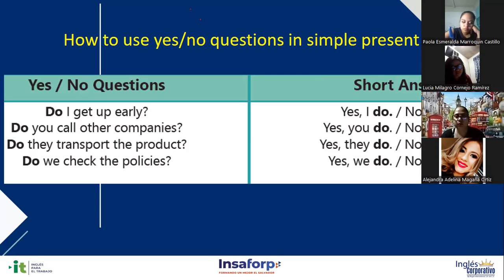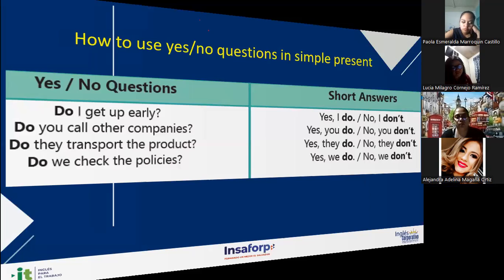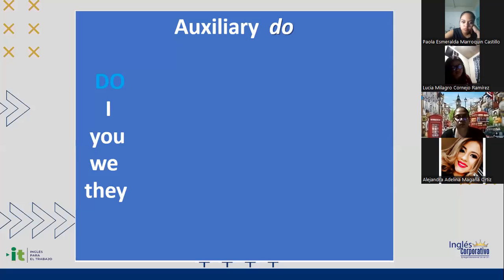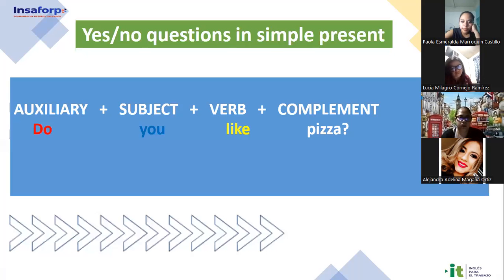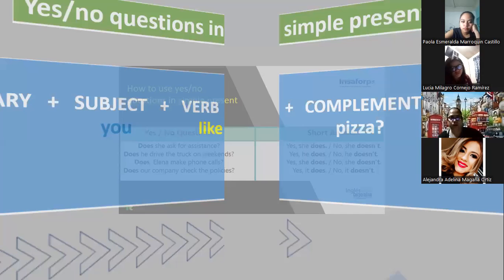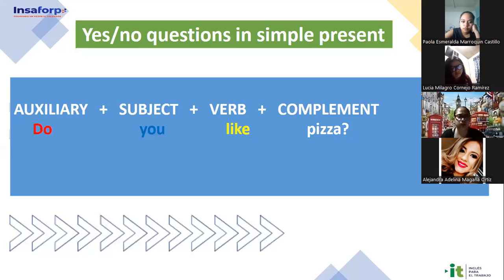Ok, let's continue, right? We use the auxiliary do with I, you, we, and they, right? And look at this question. Do you like pizza? Delicious, right? Do you like pizza? And then you said, yes, I do. Or no, I don't, right? Yes, I do. Or no, I don't. Okay? Good. Pero no solo el auxiliar do usamos, también usamos el auxiliar does.